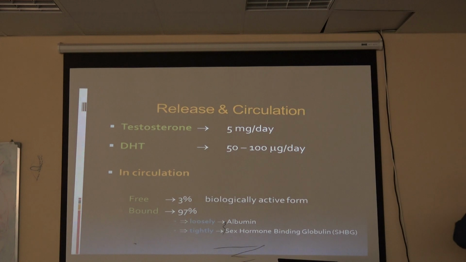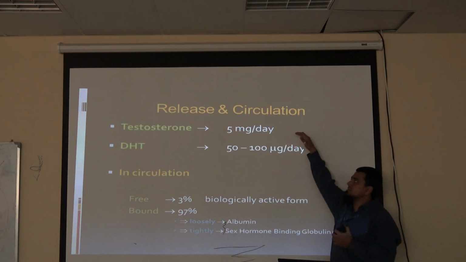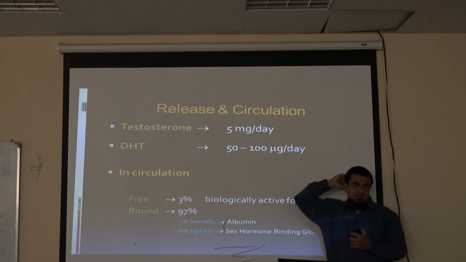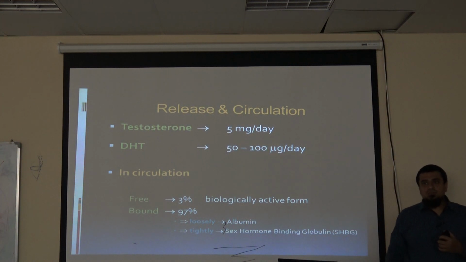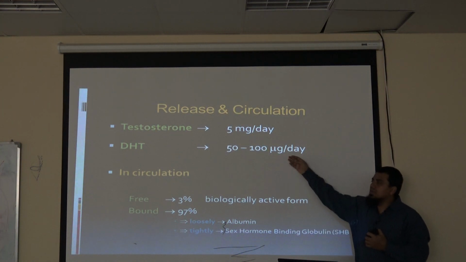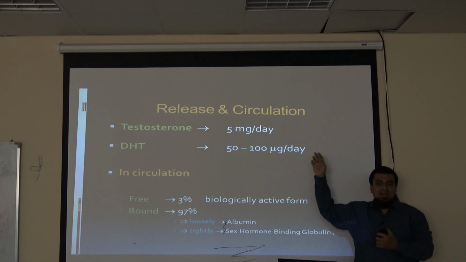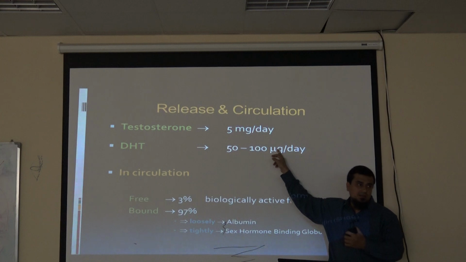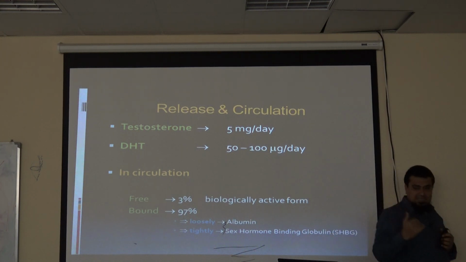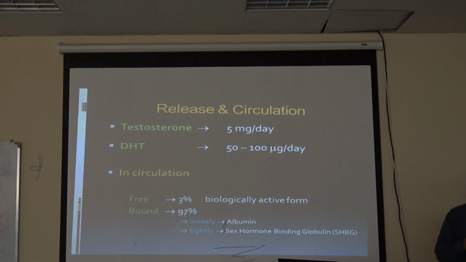So now we discuss these two hormones, testosterone and dihydrotestosterone. As I told you, the majority of the hormone that is synthesized is testosterone. Its quantity is 5 milligrams per day, and dihydrotestosterone, its quantity is 50 to 100 micrograms per day. This is microgram. Clear? So if you see, it is 100 times less. So once they are released from the testes, they enter the circulation.